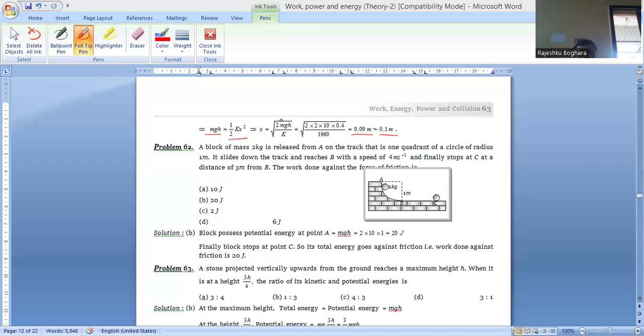In electricity, 1 unit equals 3.6 into 10⁶ joule. Our electricity meter writes kilowatt hour. Energy is recorded in kilowatt hour, which means a kilowatt hour is equal to 1 unit, equal to 3.6 into 10⁶ joule. Okay, we have to remember this.